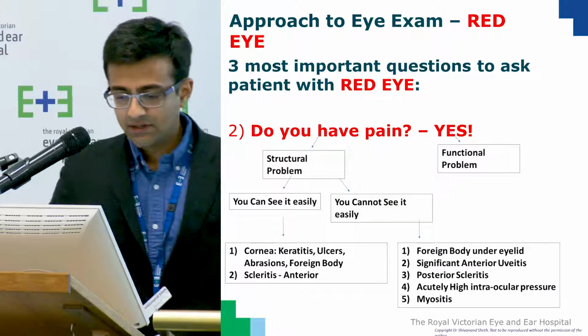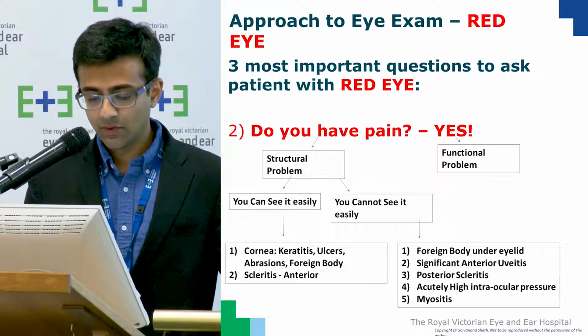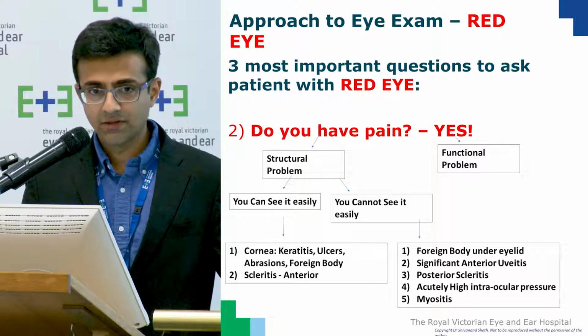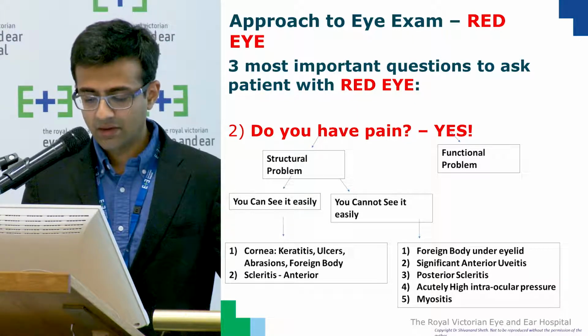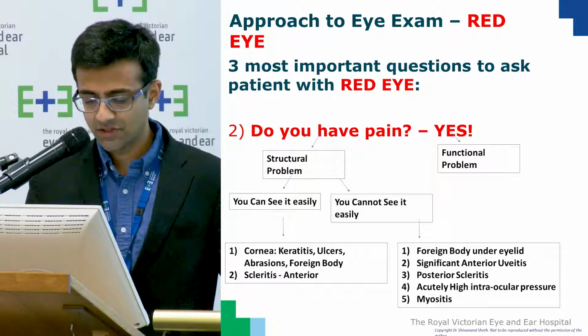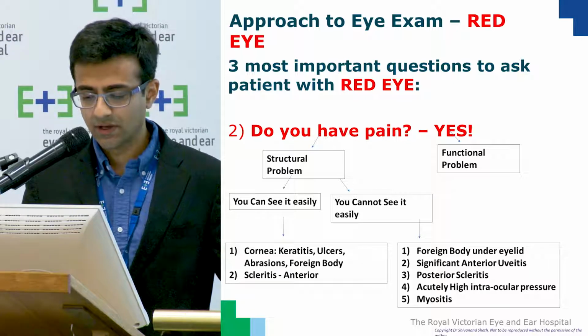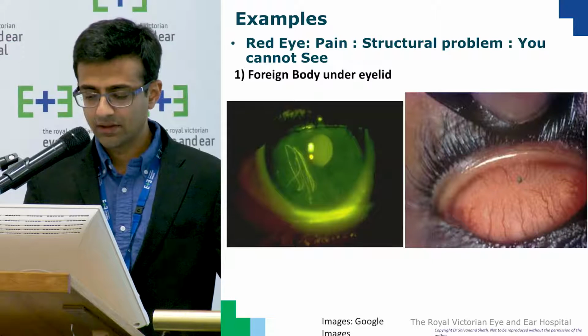Things that you cannot see easily that can cause pain are foreign body under the eyelid, significant anterior uveitis, and posterior scleritis. So the anterior part of the eye is white, but behind, at the back near the retina, the sclera is inflamed. Acutely high intraocular pressure can cause pain, again from a scleral stretch, or myositis, which I have photos of. So foreign body under the eyelid, there it is.